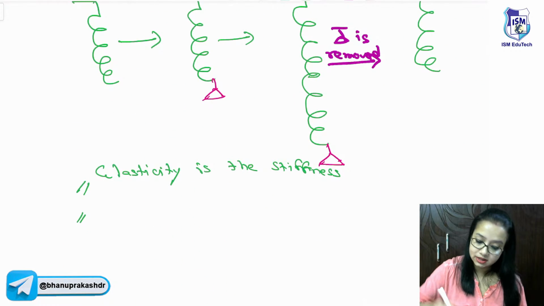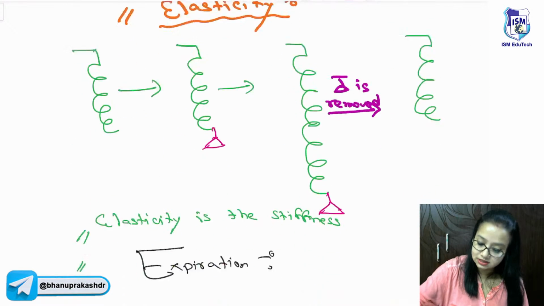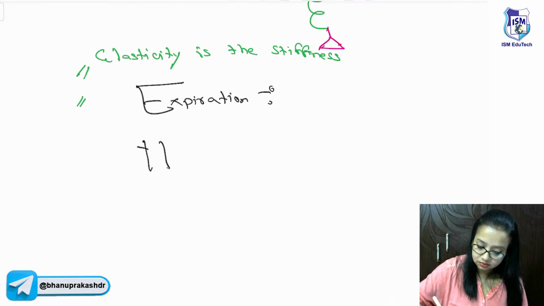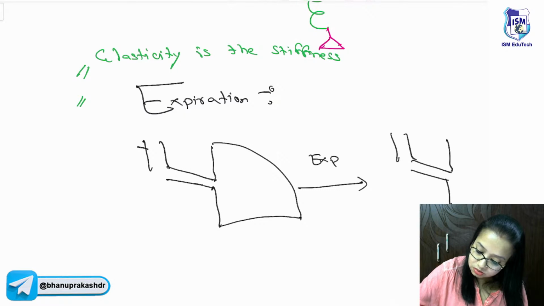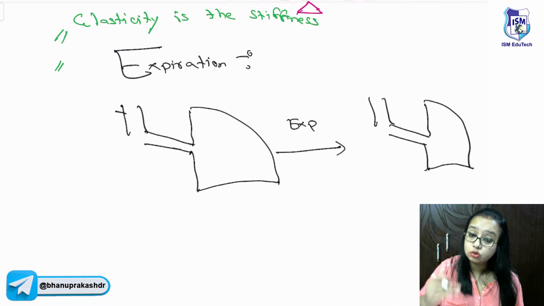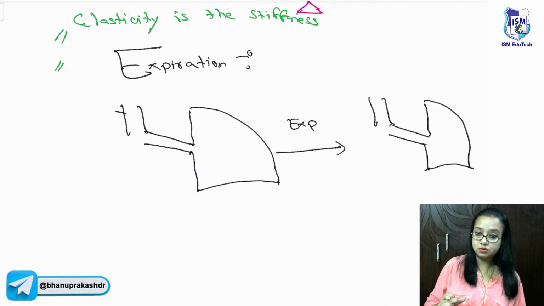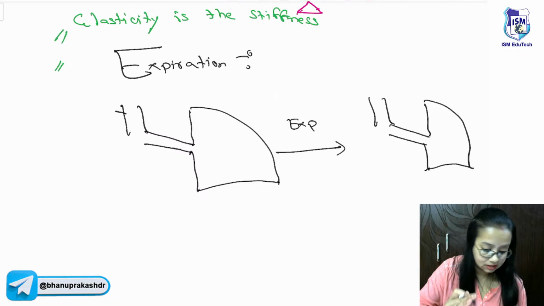Now, during expiration, what happens? The lung that has distended, once there is expiration, will come back to its normal position. The capacity of the lungs to come back to its normal position, not more than normal position or less than normal position, this is the elasticity. This is the elasticity. Understood?